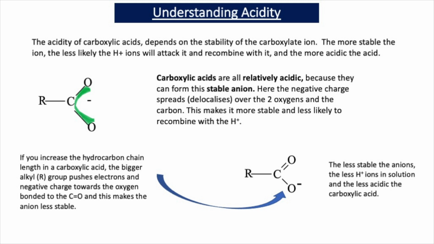So the most acidic carboxylic acid is methanoic acid. And if you increase the hydrocarbon chain, you're making the anions less stable because the alkyl group is pushing electrons towards the O, and therefore you're making the anion less stable, more likely to be attacked by H+, and you're making less H+ in solution, and you're making the acid less acidic. So increase the hydrocarbon chain length, you make the carboxylic acid less acidic.